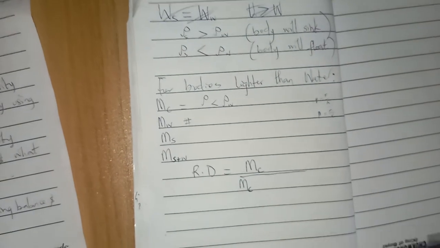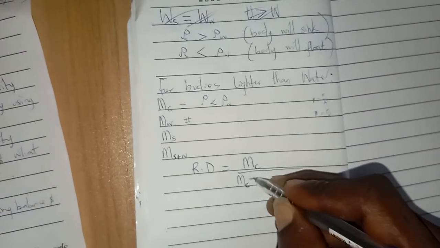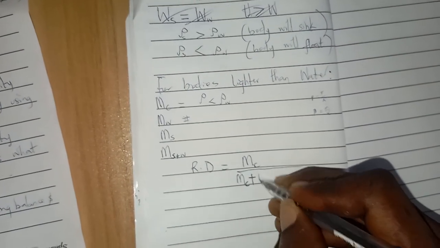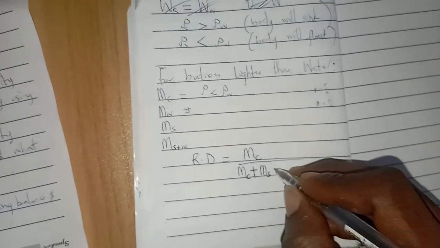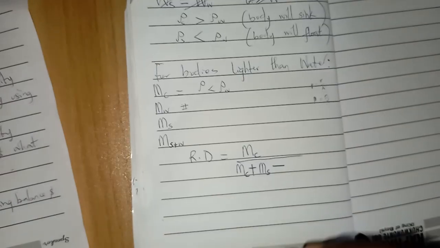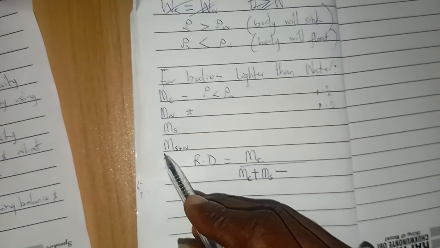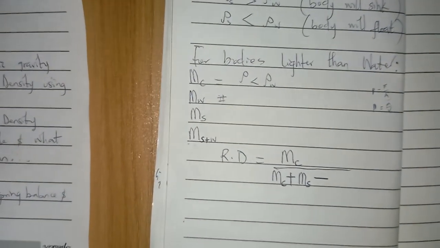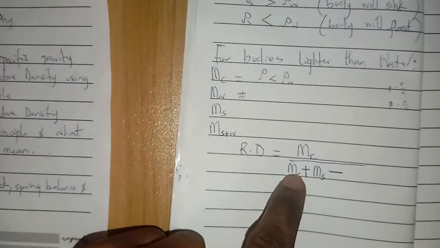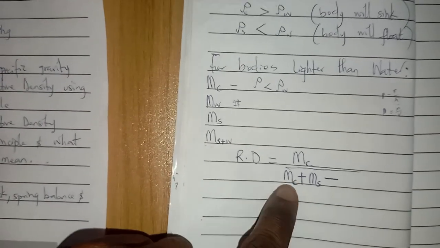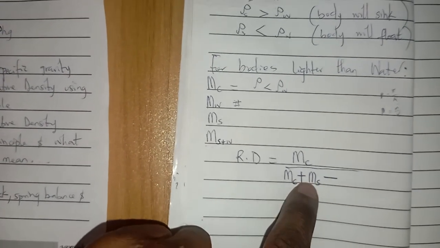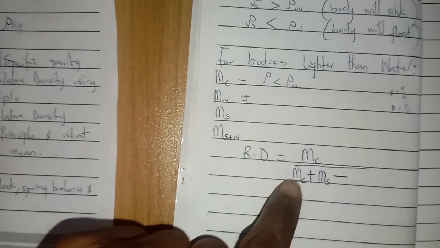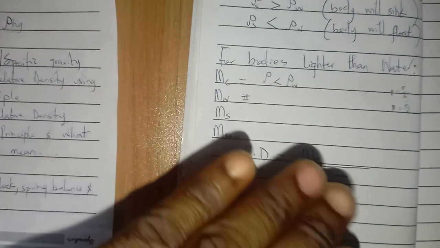So mc in water now plus the mass of the sinker, then minus this one now. So this ms plus w that is here, ms plus w is simply, you've put the cork, and that's the cork, yes, the cork and the sinker. Then the cork and the sinker that you're trying to put inside.